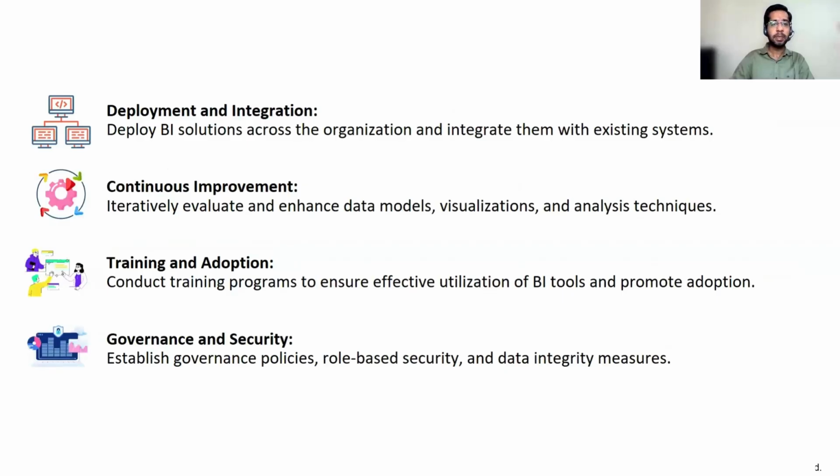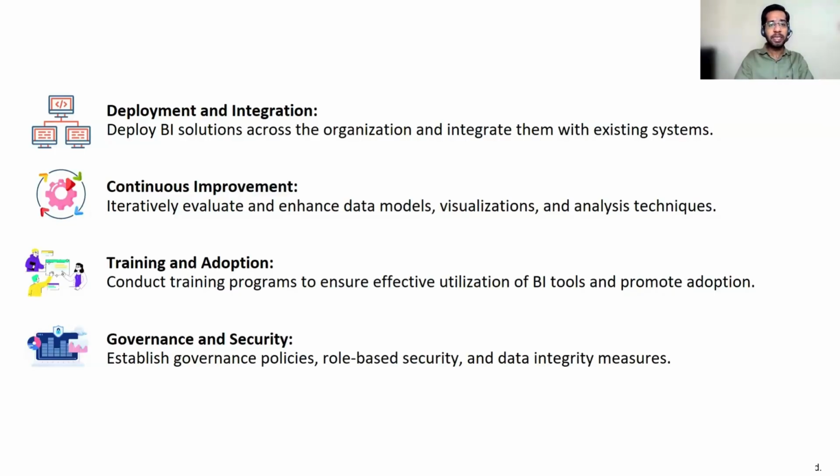The next step is deployment and integration. Deployment and integration involves implementing the business intelligence solutions and integrating them with the existing systems and processes. This stage ensures that the BI tools and insights are accessible to users across the organization and seamlessly integrate into their workflows. Deployment may involve training users, configuring permissions and access controls, and establishing the data governance policies to ensure that the compliance and security is met.